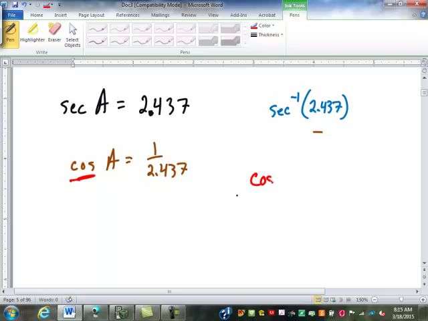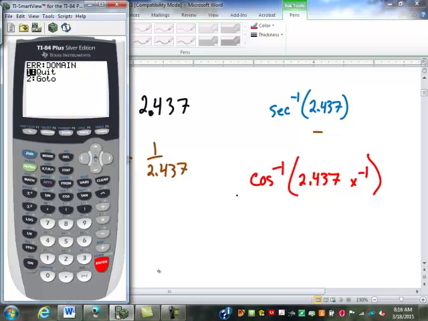So you're going to use that second cosine, or inverse cosine. And this is where that reciprocal key, that x^-1 key, comes in again. You're going to put 2.437 in here. Now, this is the big difference. When you're finding the secant, you close the parentheses and then you hit the x^-1, right? When you're finding the inverse secant, hit the x^-1 first, then you close the parentheses. Okay?